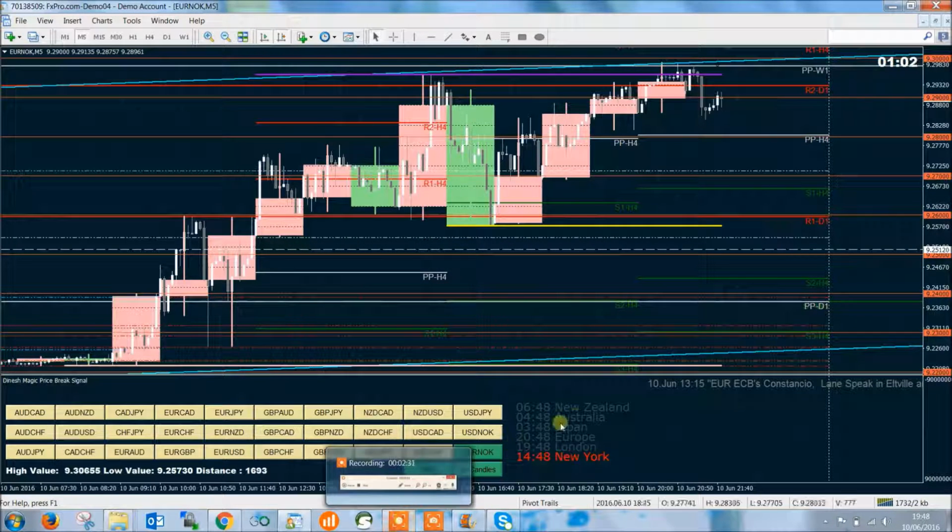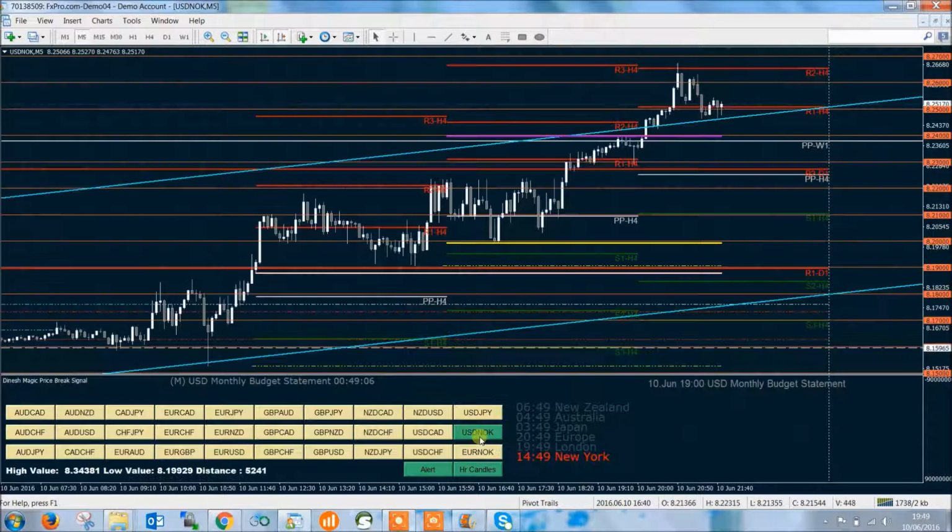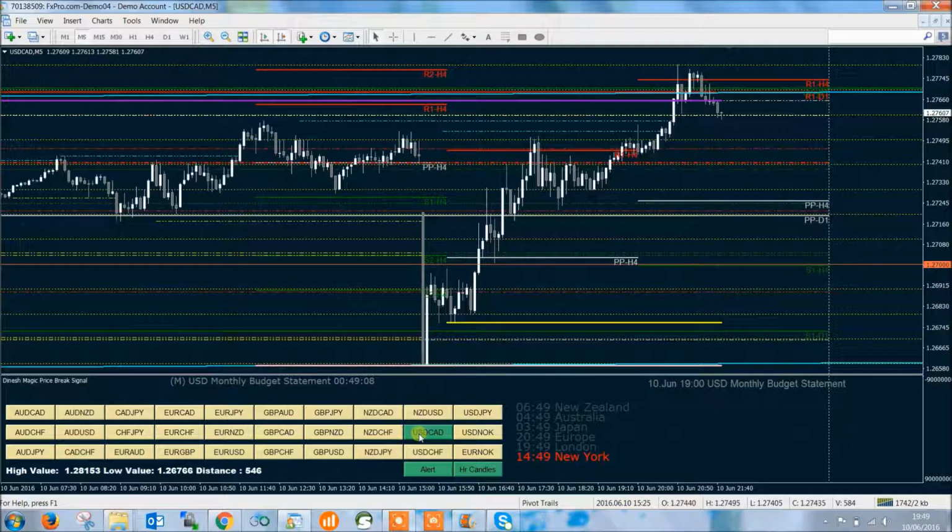Basically these are the currency pairs. The 30 currency pairs are in the form of three rows of buttons. So click on that and you'll be taken to that chart, as fast as you can expect to go.